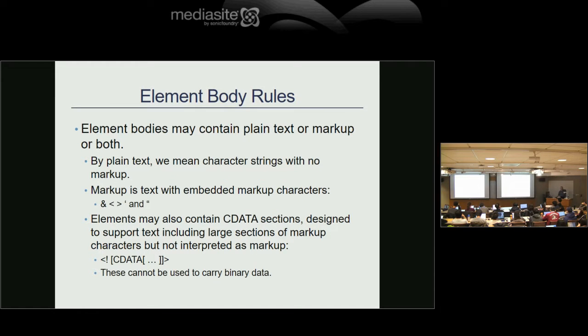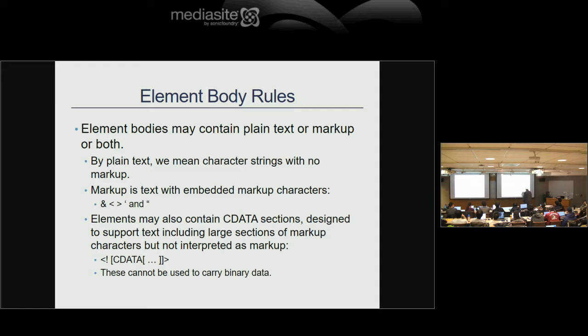Element bodies may contain plain text or markup or both. Markup text is text with embedded markup characters, and they cannot occur in the body text. If they occur, they're going to be processed as if they were markup. So how do I describe XML in an XML document? Like a schema.